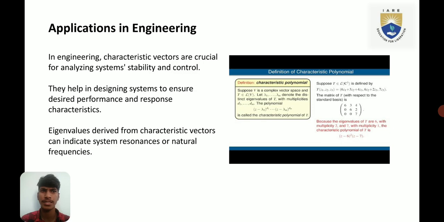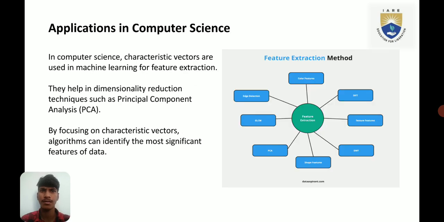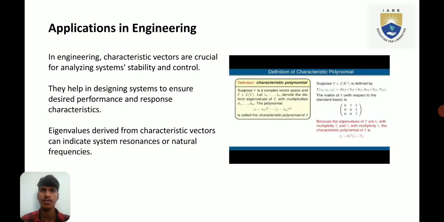Next, applications in engineering. In engineering, characteristic vectors are crucial for analyzing system stability and control. They help in designing systems to ensure desired performance and response characteristics. Eigenvalues derived from characteristic vectors can indicate system resonance or natural frequencies.